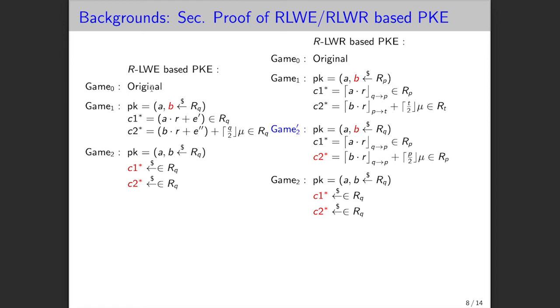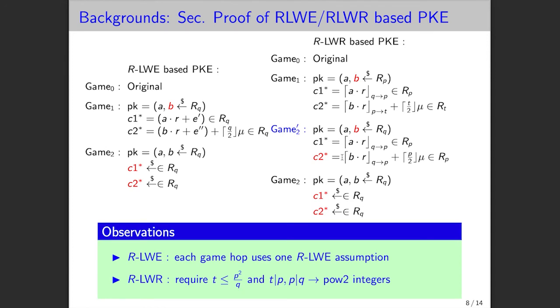In the RLWR problem, it was somewhat complex. In game 1, we replace B by RP, which comes from the RLWR assumption. Instead of going straight to game 2, we introduce intermediate games, game 2 prime here, where B is sampled from R_Q. Maybe we need another game to exchange C2 and analyze whether some exchanges affect security. So this is subtle, complex, and different from the RLWE problem.